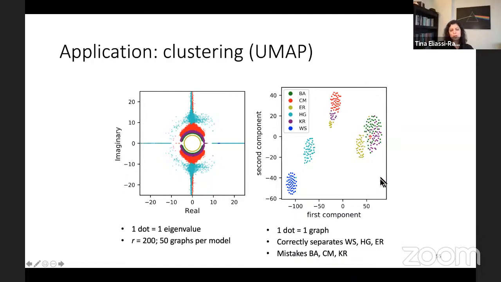The errors are between Barabási-Albert, Kronecker model, and configuration model. And we know that those random graph models generate graphs that are very similar to each other. So we would expect that those kinds of mistakes get made. However, still the accuracy of this separation is very high. So you can use it to, for example, separate your chemical compound graphs, etc.